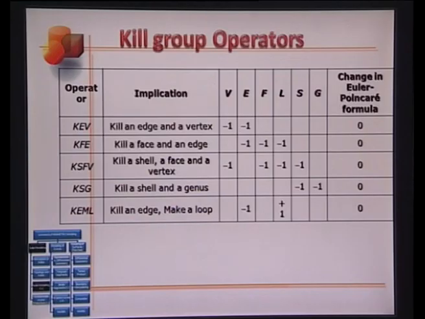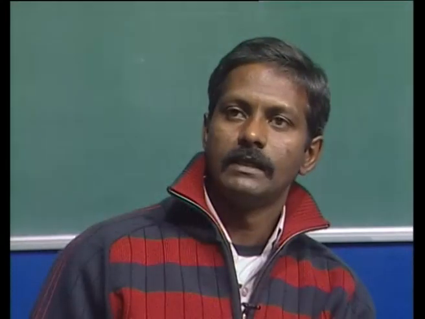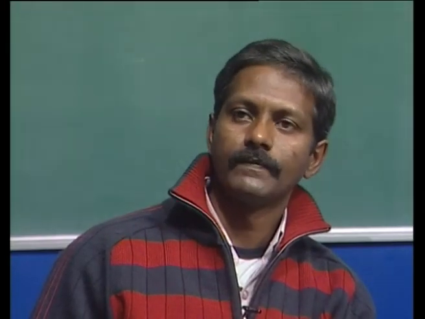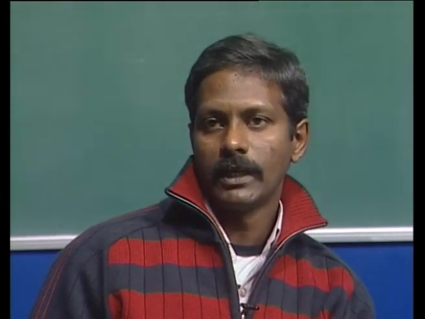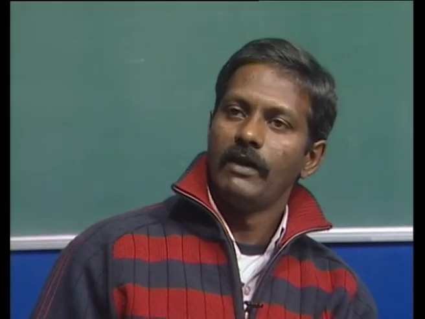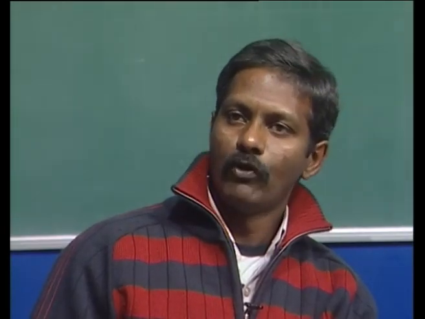What would that mean? Theoretically, this would mean that if one would start with a polyhedron and start using these operators, namely the make group operators and the kill group operators, one would assume that all intermediate results would be valid solids. In general, this may not be true, but still one would have that impression that all results are valid solids. Eventually, when the final polyhedron is constructed, it would be ensured that it is a valid solid.